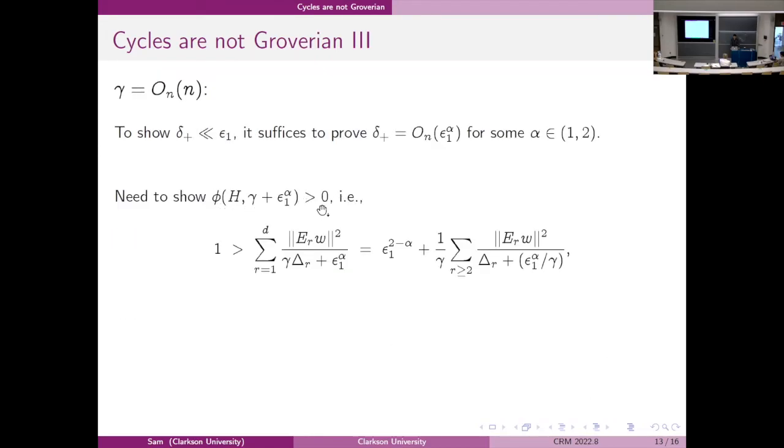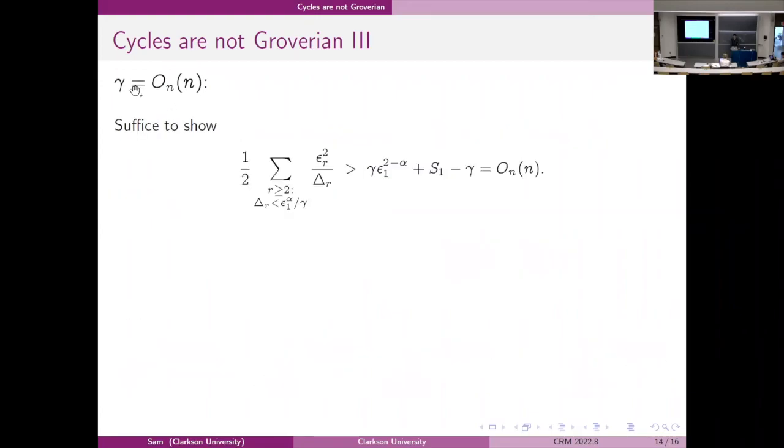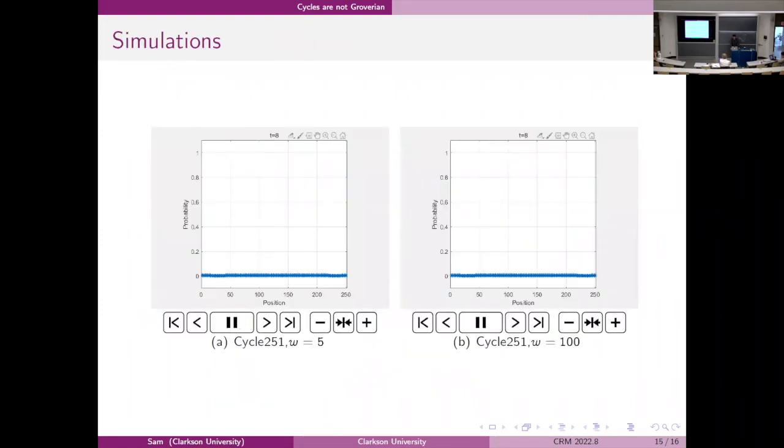is bigger than 0, and that implies this delta plus is of order at most epsilon 1 to the power alpha, and that's saying delta plus is much smaller than epsilon 1, and then we use the general necessary condition to kill this situation. So that's saying when your gamma is small, the spatial search still does not work on the graph, not working on the cycle.